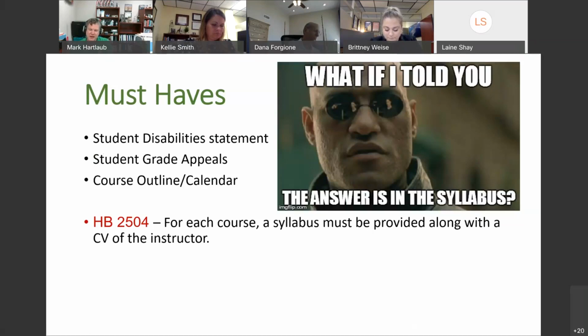So the law is we have to have a syllabus online and a CV of the instructor online. The CV is pulled from Digital Measures, though. And I'm sure you got that in some other session. Digital Measures, there is a CV that you can pull from Digital Measures.